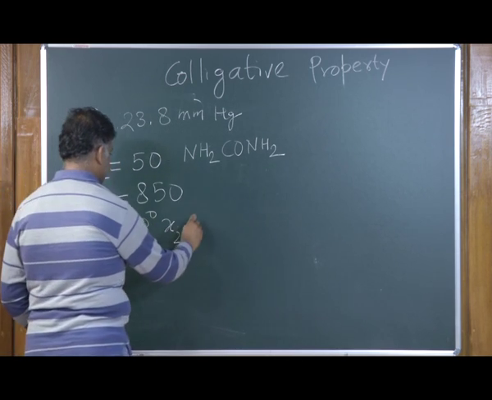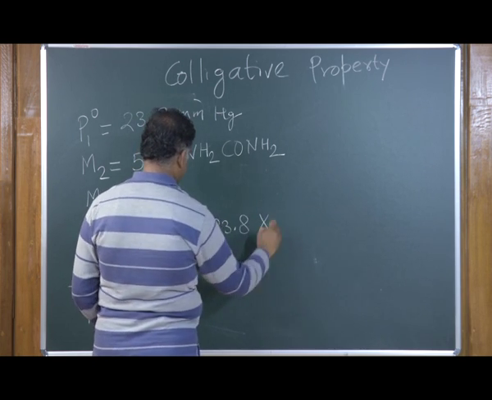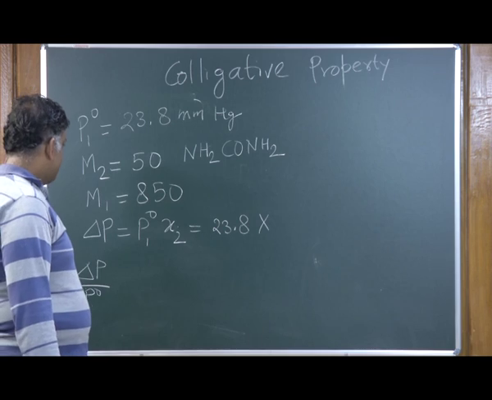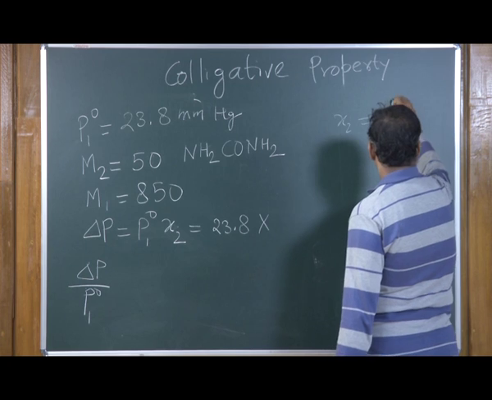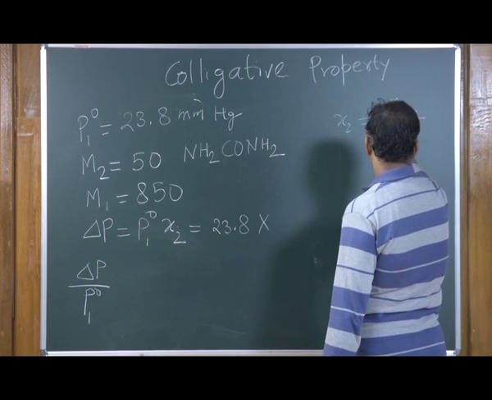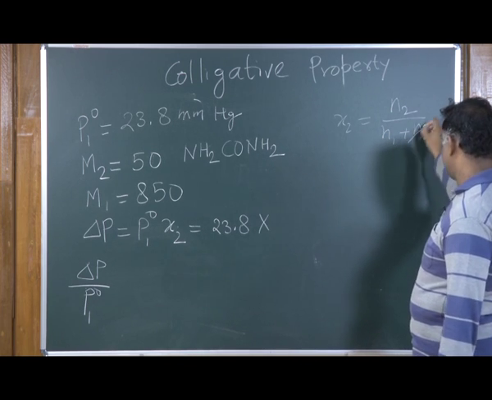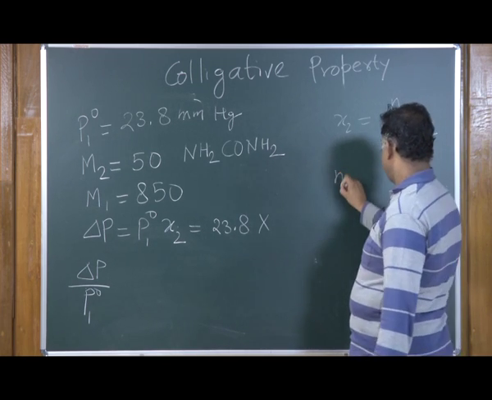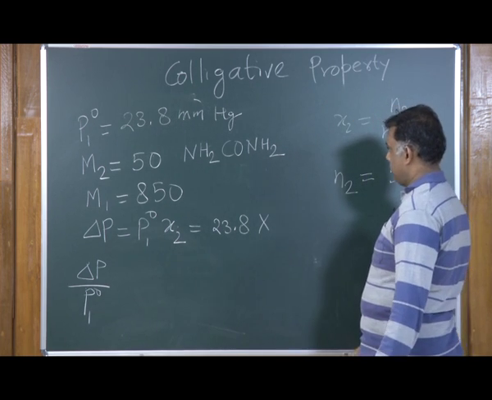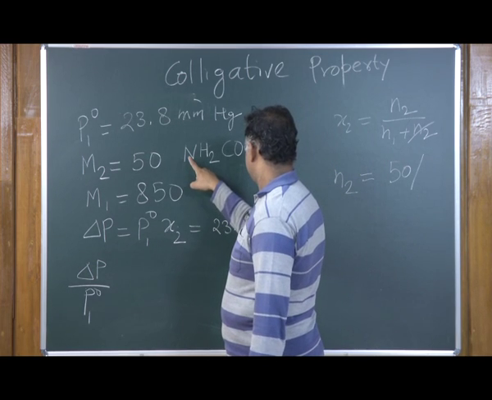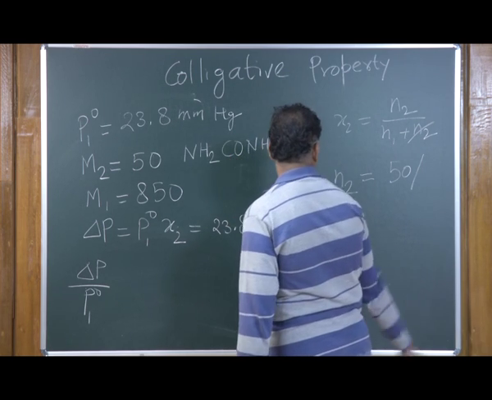Okay. So, P1° is given. So, that is 23.8 into x 2, mole fraction for solute. So, mole fraction x 2 is n 2 divided by n 1 plus n 2, and we can ignore n 2 with respect to n 1, that we can see in a minute. So, n 2 is going to be 50 gram divided by molecular weight. So, that is 14 plus 16, 16, 32, 48, plus 12, 60. So, 60.